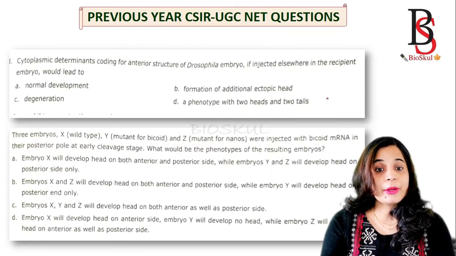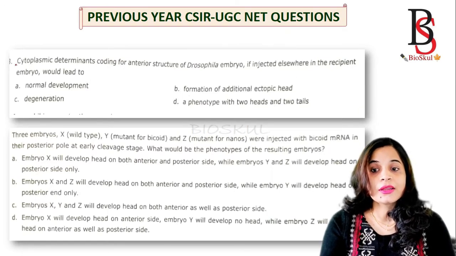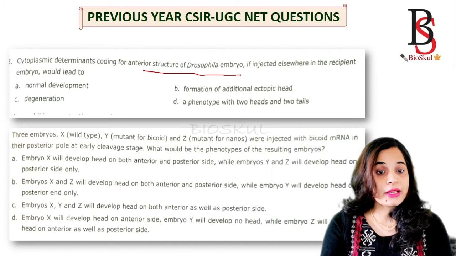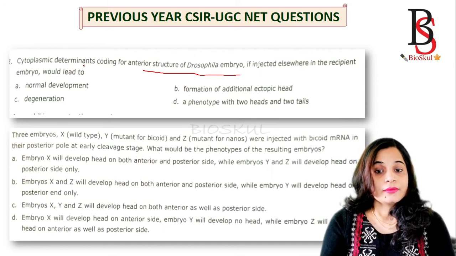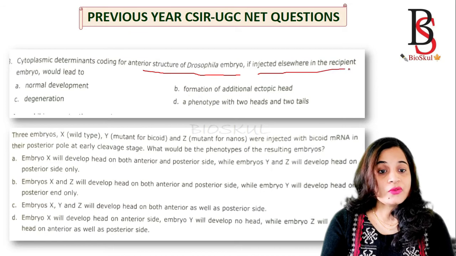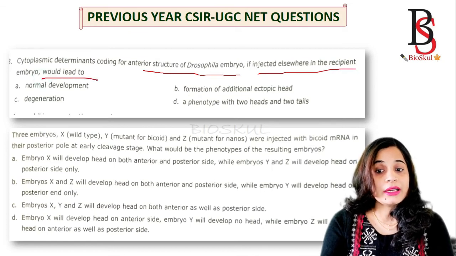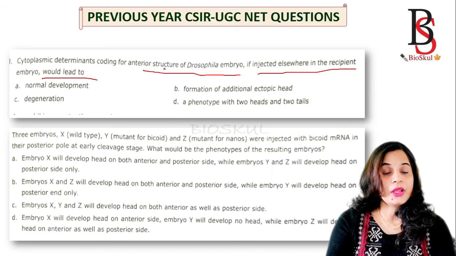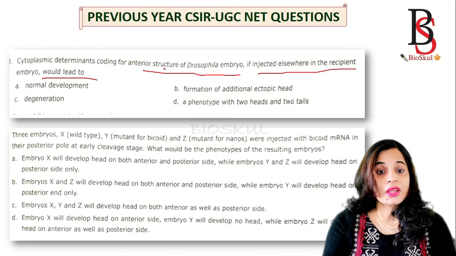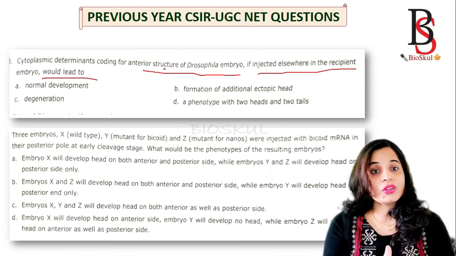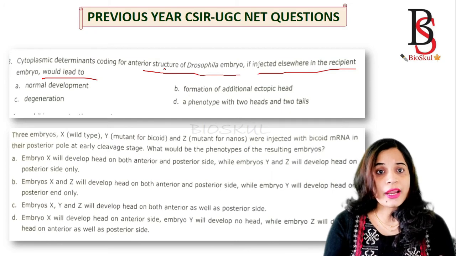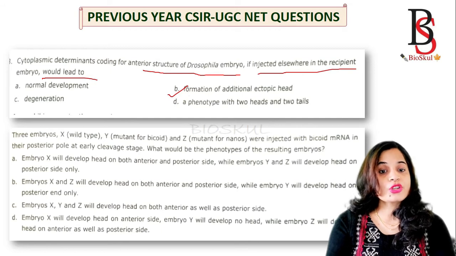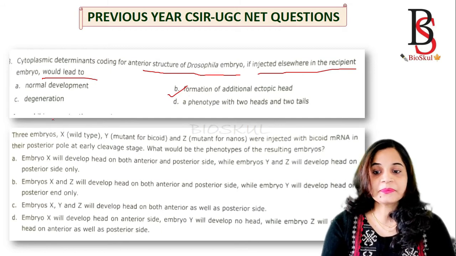Okay, so now we will see the previous year CSIR UGC NET questions. The first question is: cytoplasmic determinants coding for the anterior structure of Drosophila embryo, if injected elsewhere in the recipient embryo, would lead to what? The cytoplasmic determinant coding for the anterior structure of Drosophila is bicoid. If injected elsewhere in the embryo, it will obviously develop another head, which is called the ectopic head. So the correct answer is option B, that leads to the formation of an additional ectopic head.